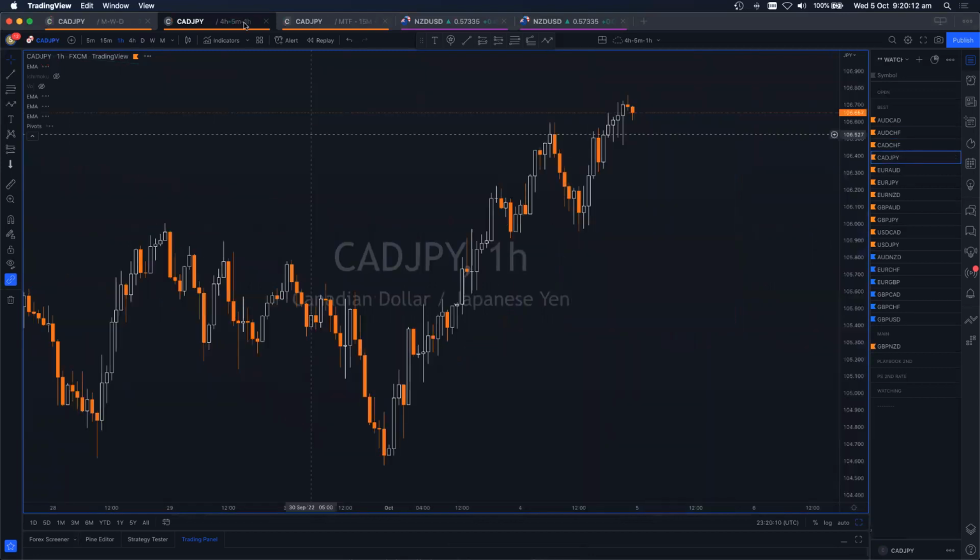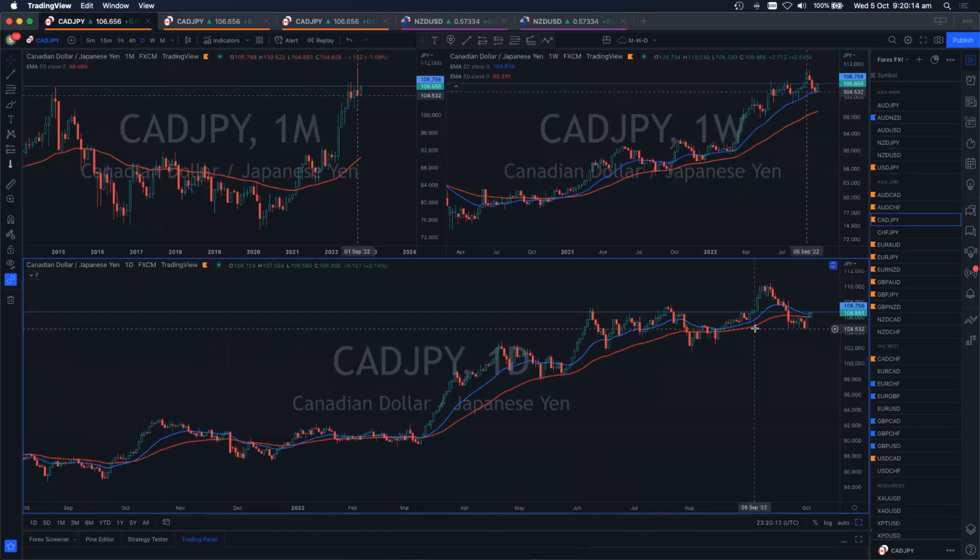CAD Yen. Okay, this is interesting because we've got this resistance line here on the daily, which is just hit. It's just broken through the daily 50, the red line, just through the daily 20, the blue line, and it's just hit this resistance level.